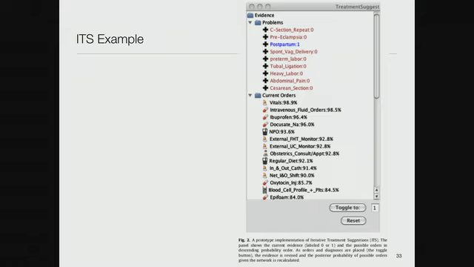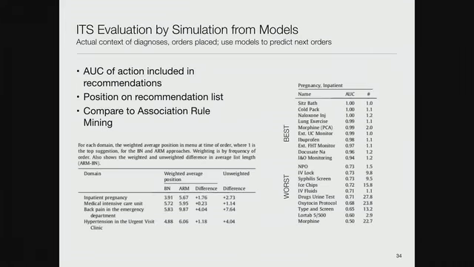It's called the iterative treatment suggestions algorithm, and it shows the doctor the problems of the patient and the current orders and the probability that you might ask to have any one of these orders done. And what they're able to show is that this does reasonably well. Obviously, it wouldn't have been published if they hadn't been able to show that.